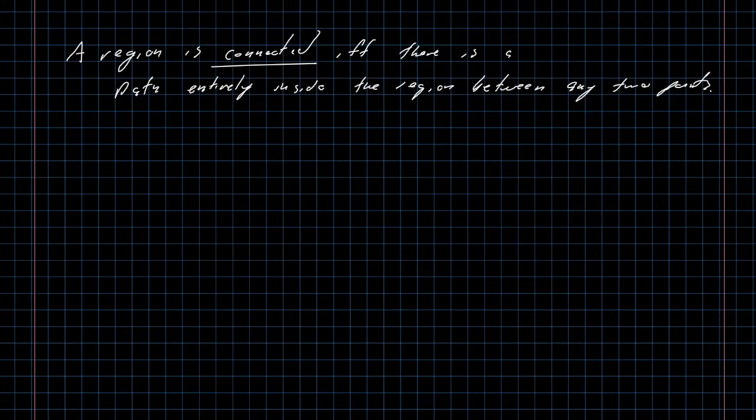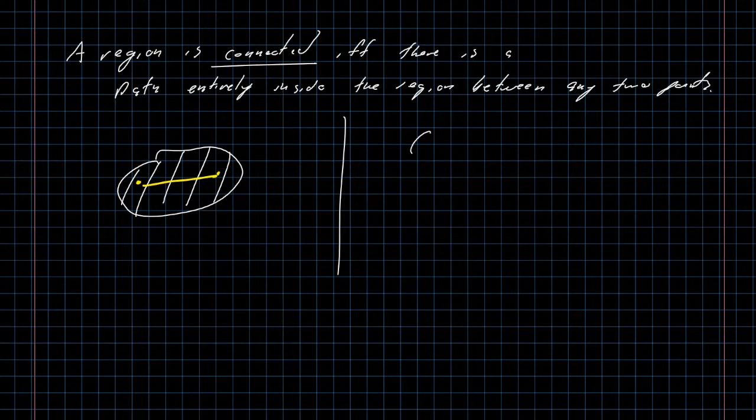Right. For regions, we're going to get a little bit more technical, but the pictures, I think, speak for themselves. A region is called connected if and only if there is a path entirely inside the region between any 2 points. So a region that looks like that is connected. No matter where you draw your points, you can draw a line between them completely inside the region.